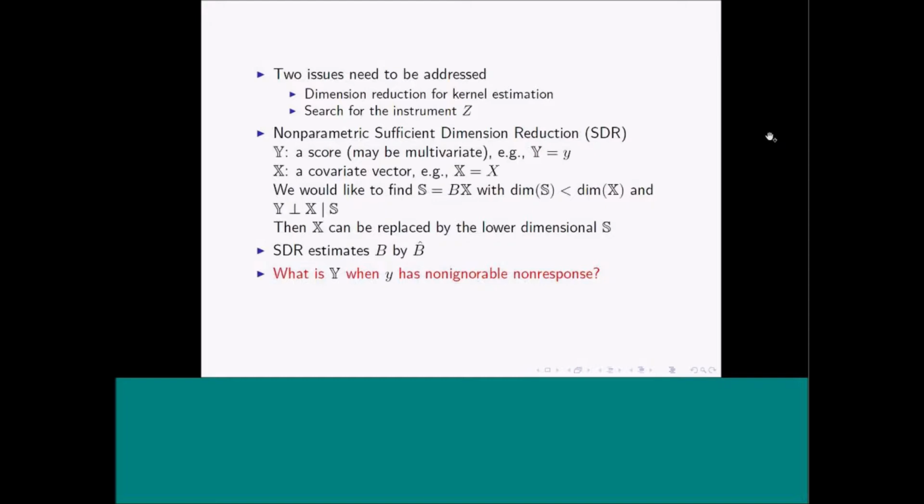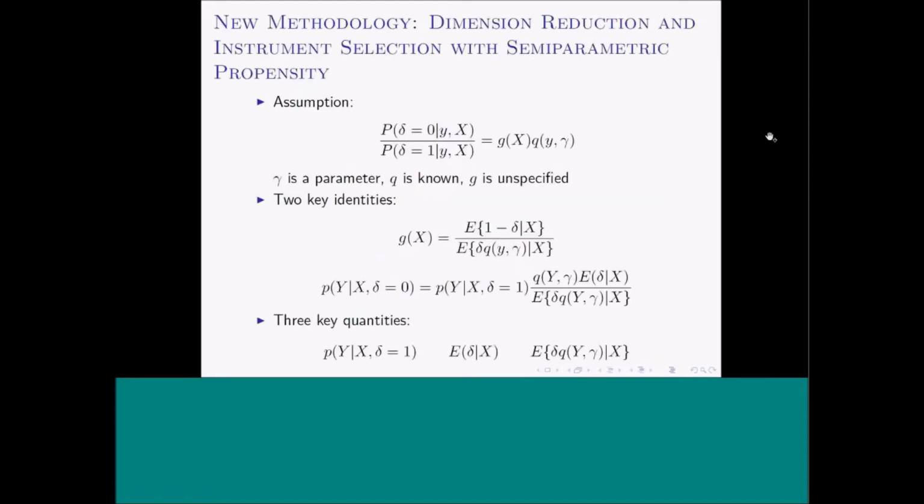My original goal was to find the instrument, but I found that in the same way I got both of them. In other words, one is how to do sufficient dimension reduction when we have non-ignorable missing data. Second, how do we identify an instrument? So this is the new methodology: dimension reduction and instrument selection. The assumption we have is a semi-parametric propensity. So that's the assumption.